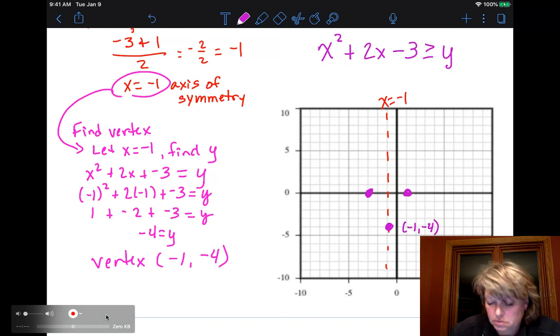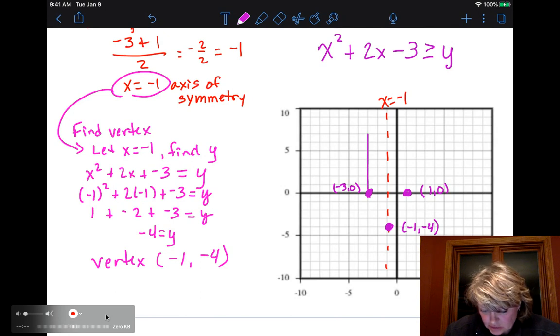There's my vertex. These are my x-intercepts. And now I can sketch. Now remember, this is a sketch. It's not an exact science. This is a sketch of a parabola. It's going to look something like that.